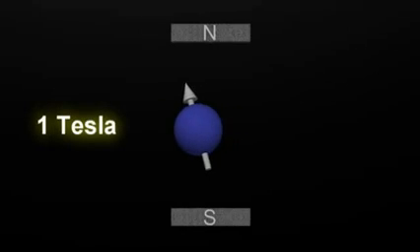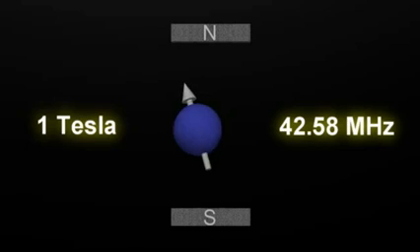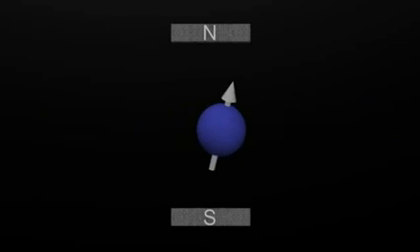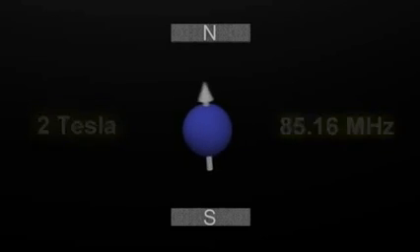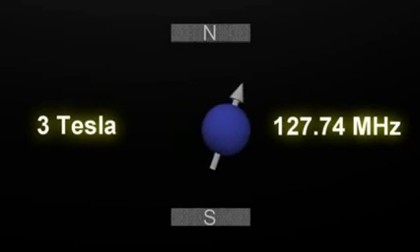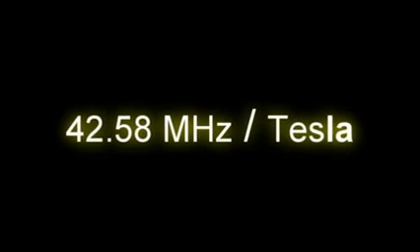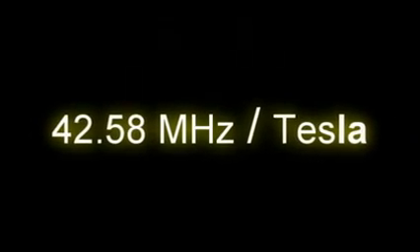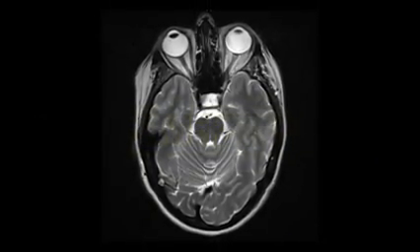At 1 Tesla, the Larmor frequency of a hydrogen proton or spin is 42.58 MHz. At 2 Tesla, 85.16 MHz, and at 3 Tesla, 127.74 MHz, or basically 42.58 MHz per Tesla. This will be important when we're talking about making an image from NMR data later on.